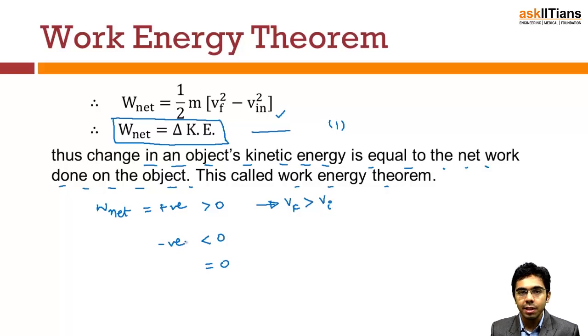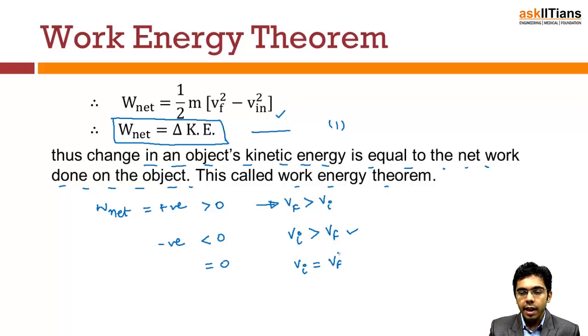Negative means less than 0. So what exactly are we going to get? V initial will come out to be greater than V final. That means the body is doing work, or the force is doing work against the motion. In the next case, V initial will come out to be lesser than V final. And for 0, we'll get V initial equal to V final.